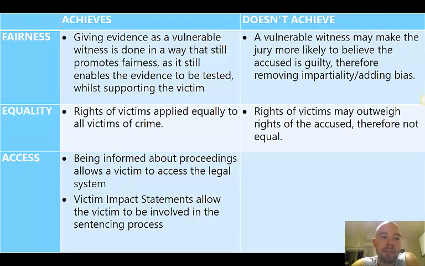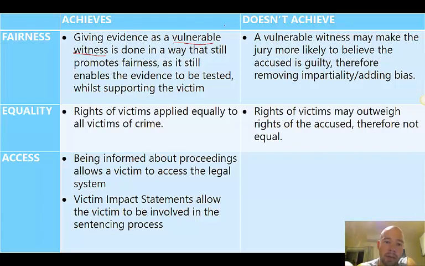So, giving evidence as a vulnerable witness achieves fairness because it's done in a way that still allows evidence to be tested. So if we didn't have these processes, there's a chance that the evidence wouldn't be given at all, or you would hate to see a system where we looked at changing it so that the defense wasn't able to question a key witness. Like, that would be horribly unfair. So by having evidence as a vulnerable witness, we allow that evidence to still be tested, which supports the victim.